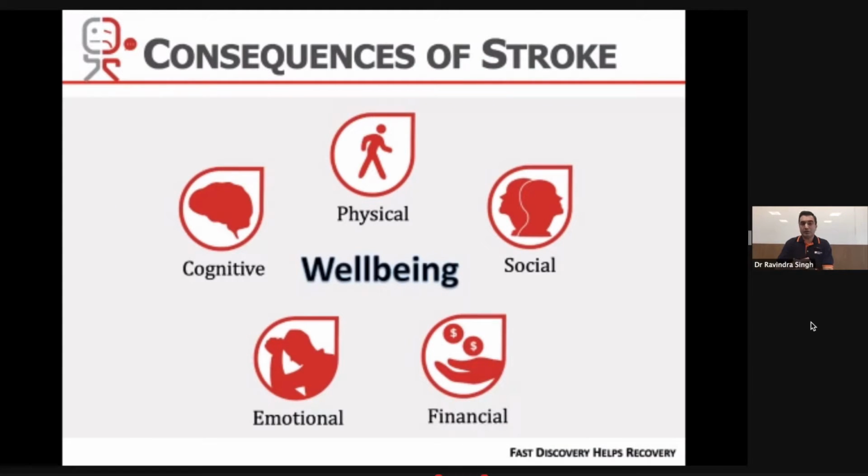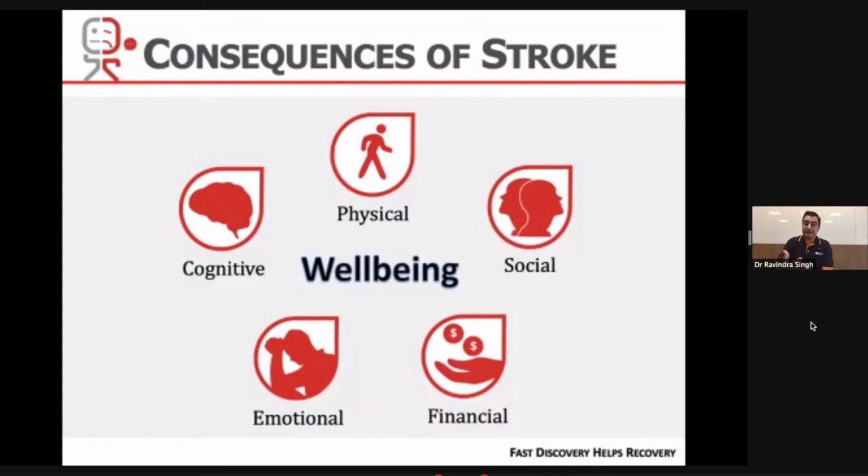What are the consequences or complications of stroke? We start with physical complications or consequences, like disability. If a person has a weak arm, weak leg, then cannot walk, will be dependent on either a walking stick or a wheelchair. Social complications: because of the disability, he will be anxious to go to a public or social gathering. He will be avoiding crowded places.